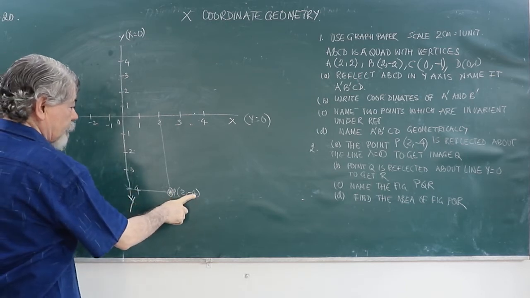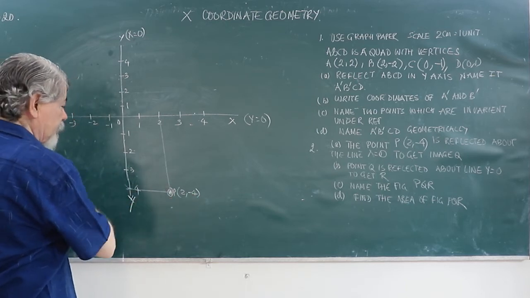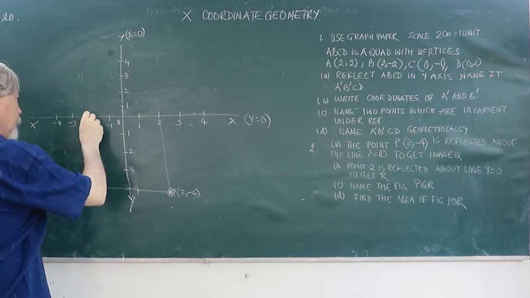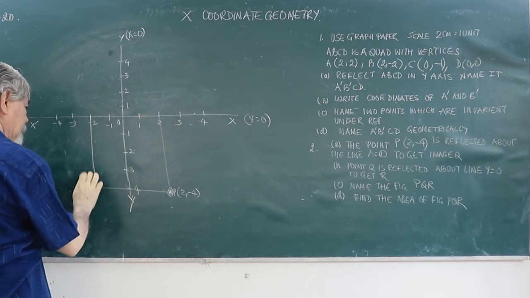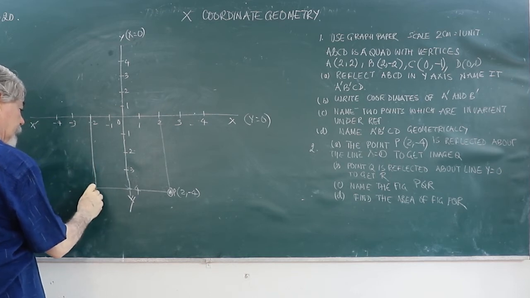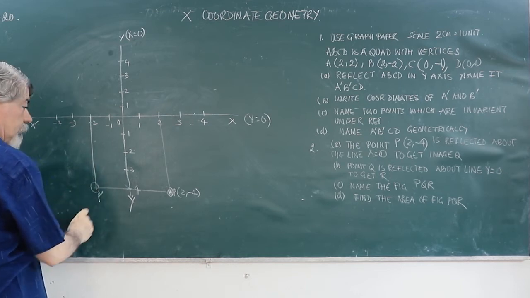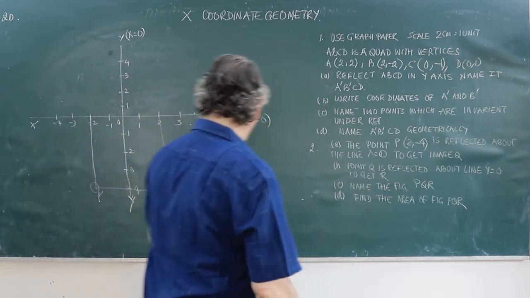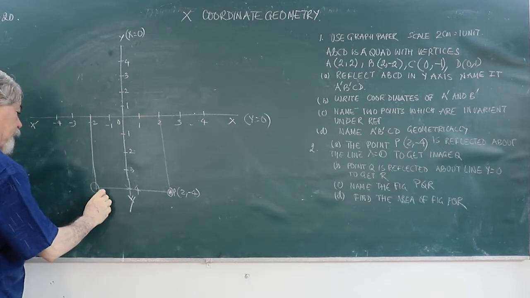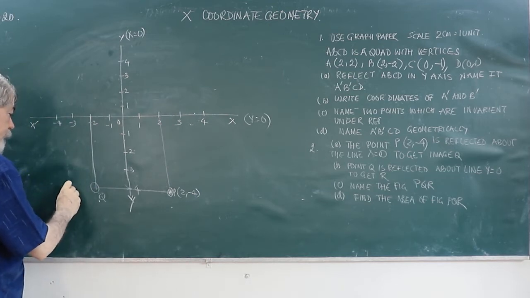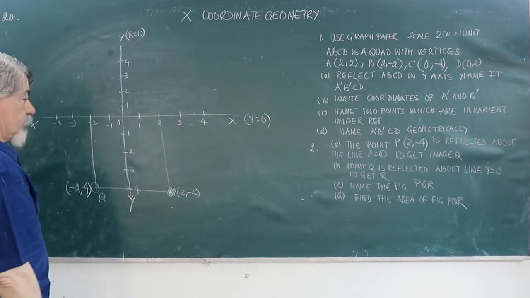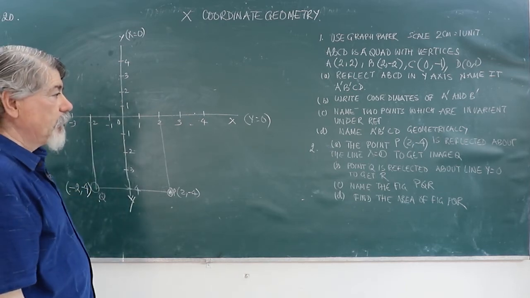It is (2, -4), so it will become (-2, -4), because when we reflect a point in the y-axis, the sign of the x coordinate changes. So P', he says, to get image Q, and its coordinate will be (-2, -4).